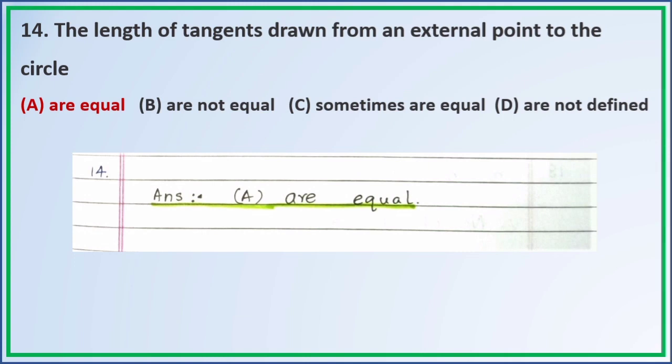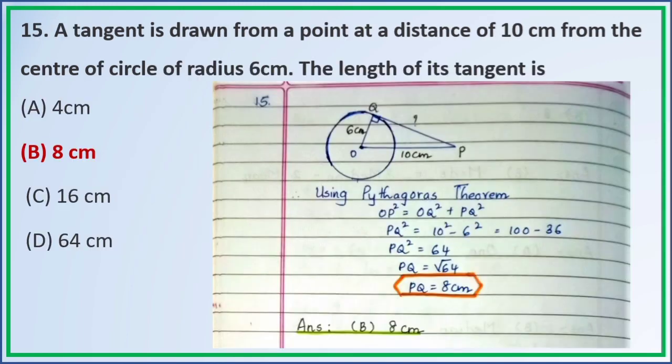The lengths of tangents drawn from an external point to a circle are equal. How many tangents can be drawn from an external point? Already we have discussed, we can draw two tangents from an external point to the circle, which are equal in length. Now moving to question number 16.